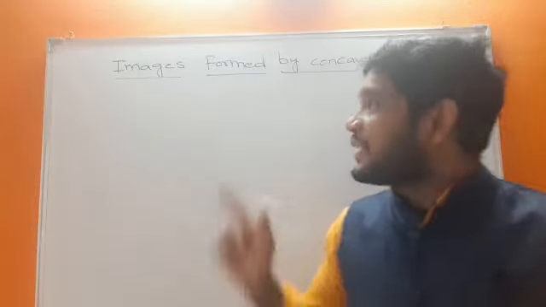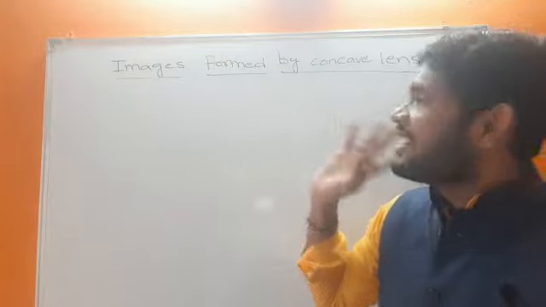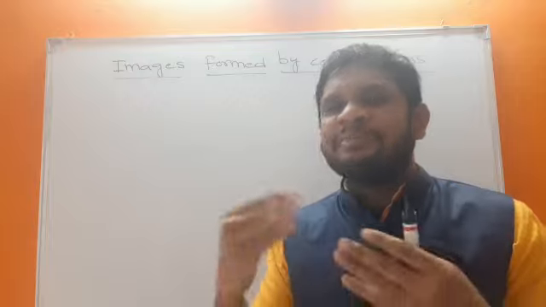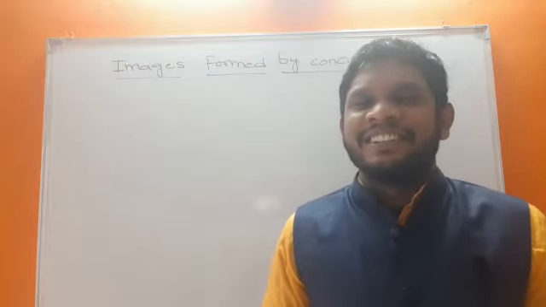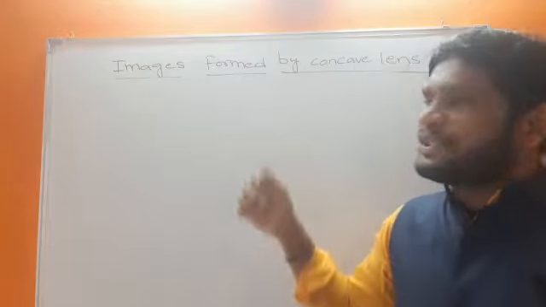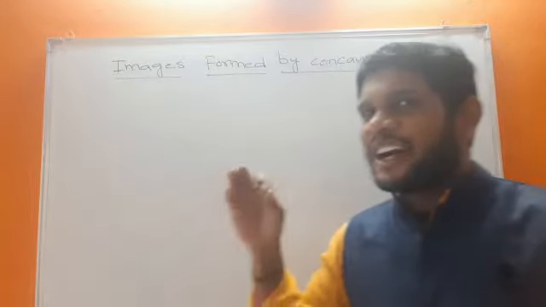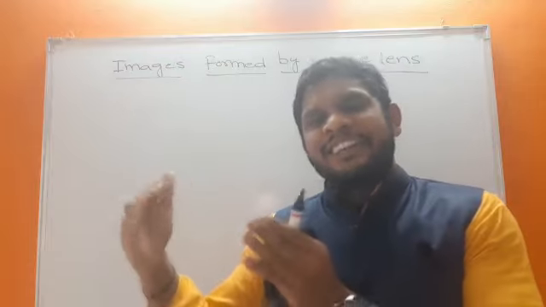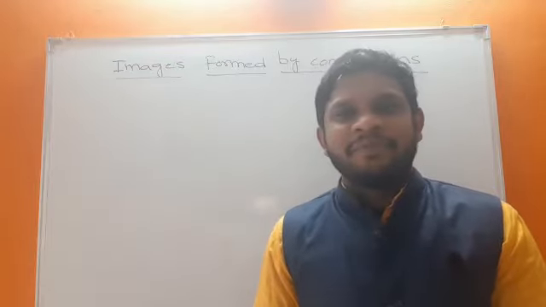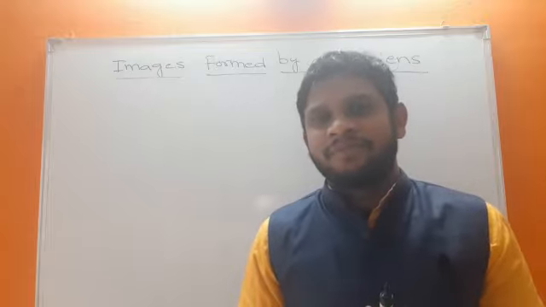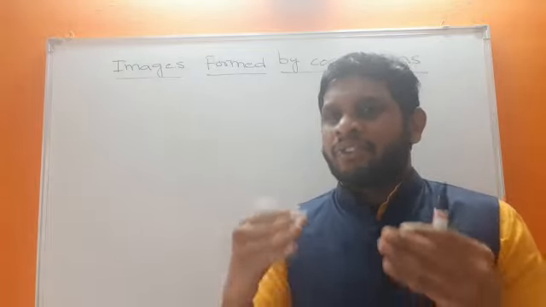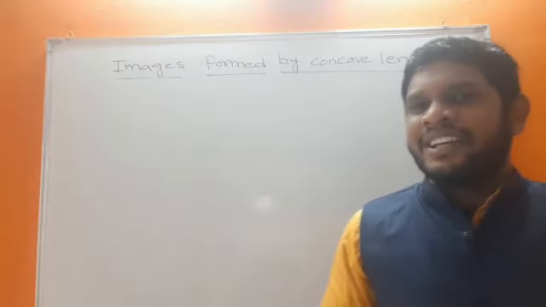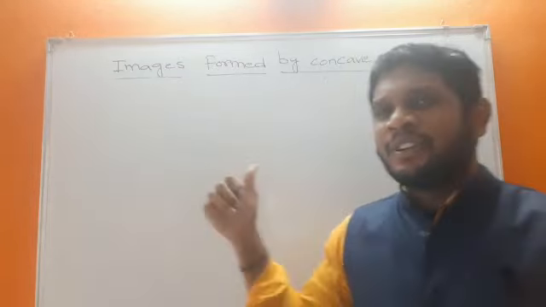So today I am here to explain images formed by concave lens. In the previous video, I told you about the images formed by convex lens. In today's class, we are going to see how images can be formed through concave lens. Here we have two cases. In case one, we place the object at infinity. In case two, anywhere from the optic center of the lens and infinity. So these are the two cases which we are going to see now.